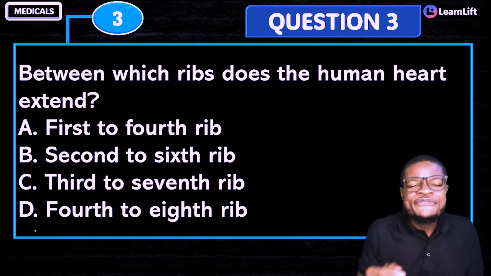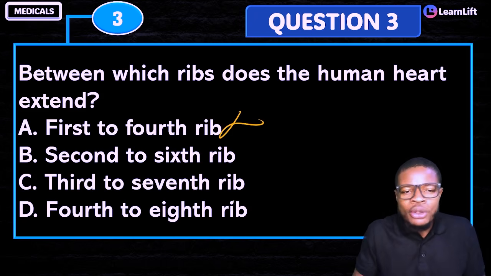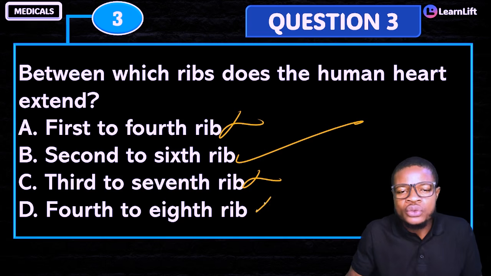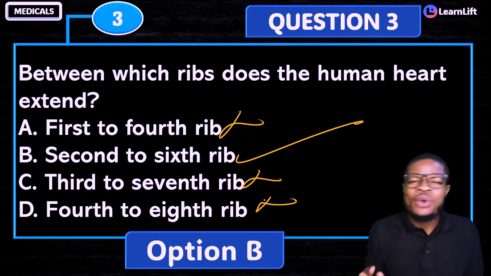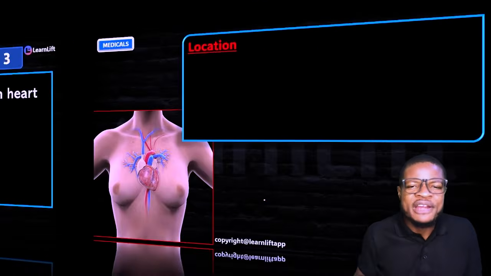Option A, first to fourth rib. No. Option B, second to sixth rib. Correct. Third to seventh, fourth to eighth. What is the answer? Second to sixth rib. Option B, and you're out of there. Very simple. Get that very fast with me.